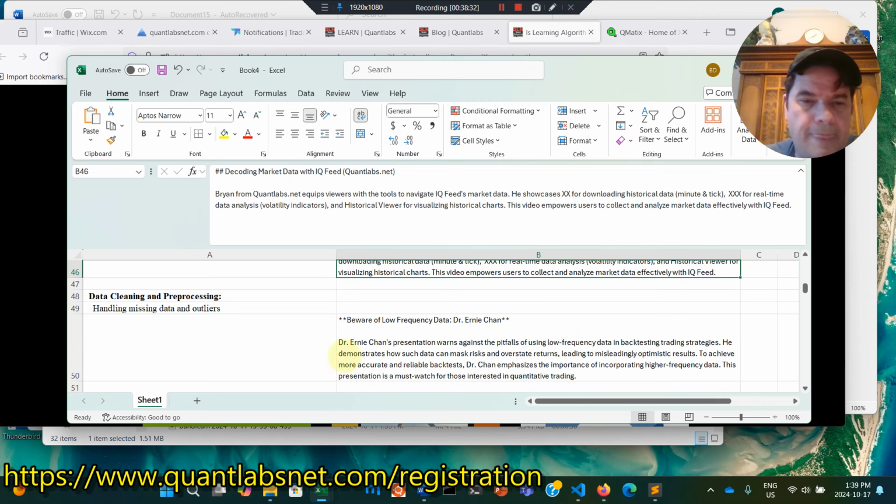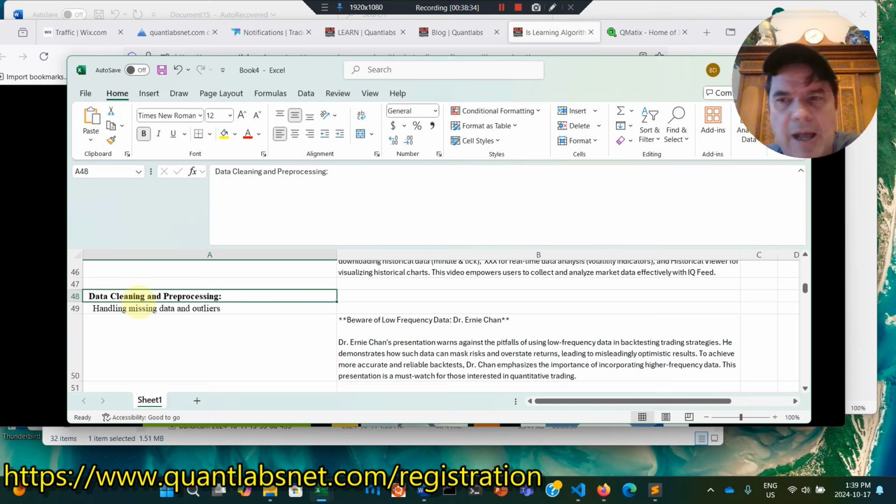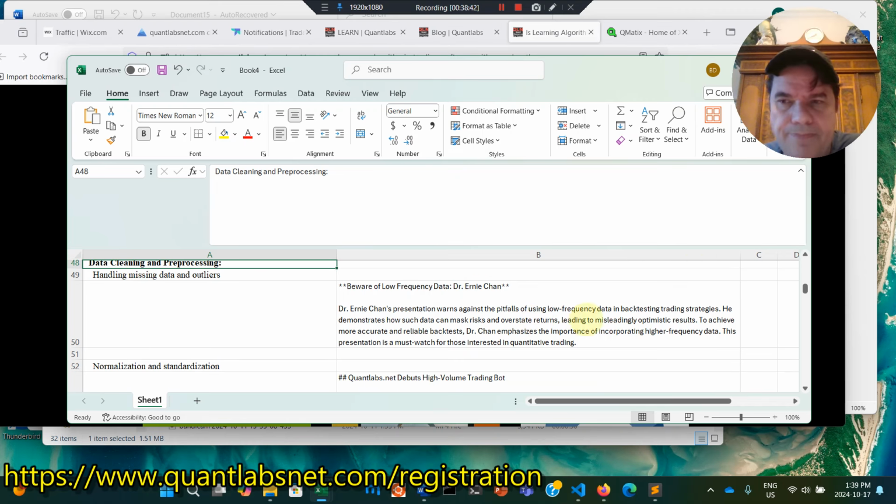This empowers people how to collect and analyze market data effectively if you want to use IQ Feed. Okay, so that's all fine and good, but now let's talk about data cleaning. Now, I've got two professional presentations in here, one for Dr. Ernie Chan, and this one is a presentation that he forewarned people on about using low latency data, and if you're trying to backtest it, it will most likely fail. Demonstrates how the data can mask risks and overstate returns. Okay, that's a problem of backtesting.